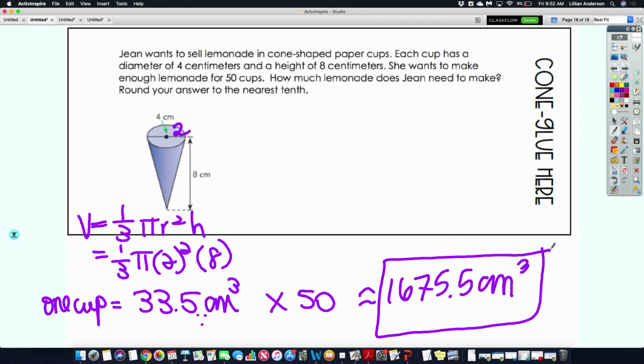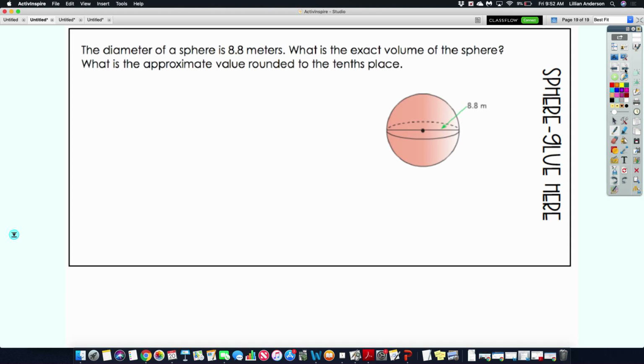That was the easy one. And the capacity blew y'all's mind for a little bit. Last one, sphere. The diameter of a sphere is 8.8. So if the diameter is 8.8, the radius is 4.4.